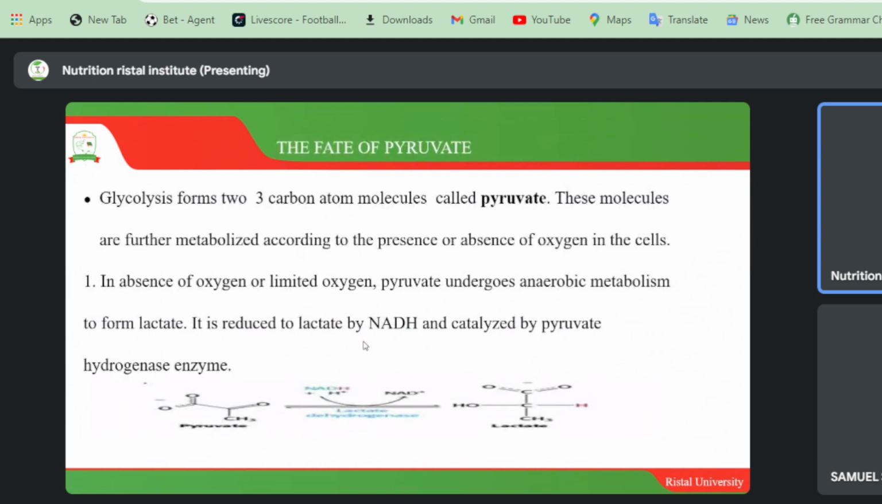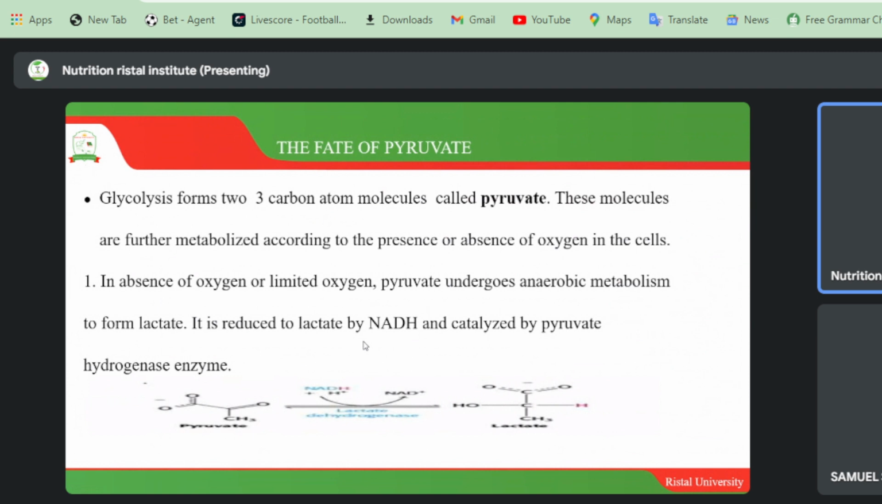To kickstart this, we start with the fate of pyruvate. Glycolysis forms two molecules of three carbon each, and that's what we call pyruvate. In other words, pyruvate here is a 3-carbon molecule, so glycolysis would end up producing 2 pyruvate molecules in the process, and these molecules are further metabolized in the body, depending on the presence or absence of oxygen in your body cells.